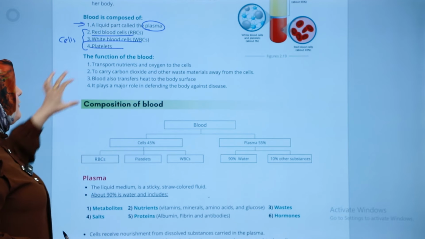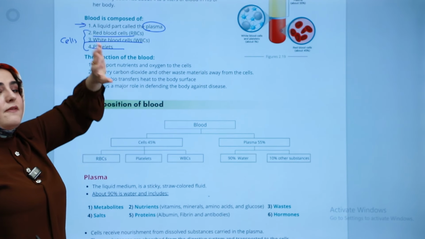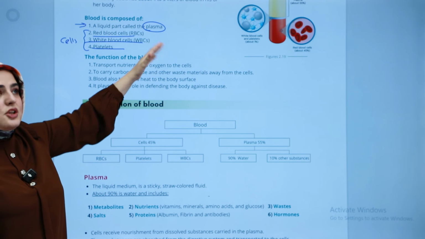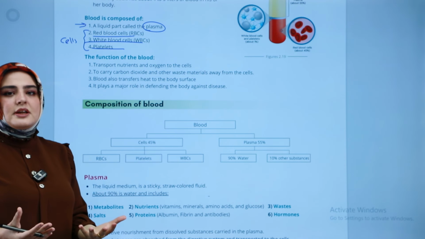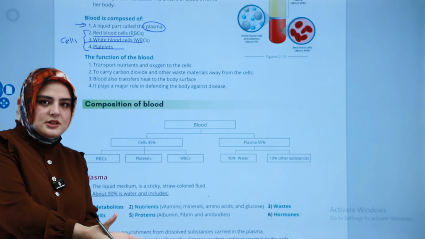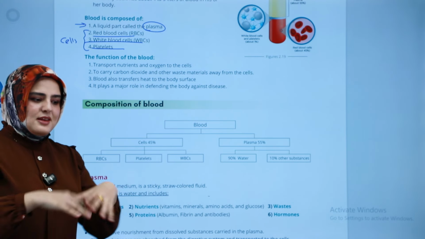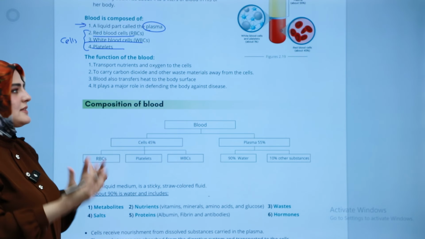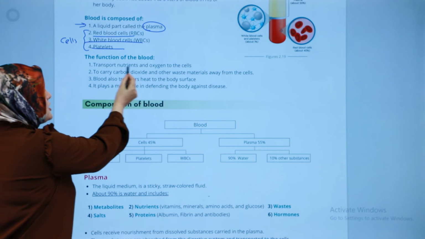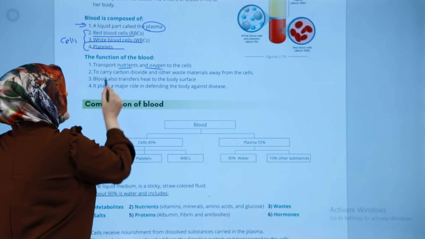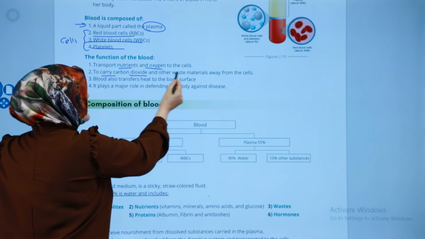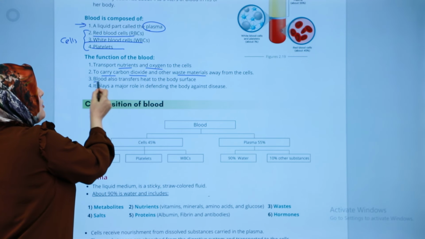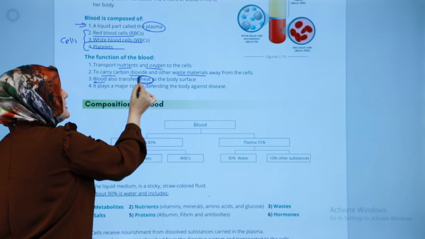So the function of the blood is the same function of the cardiovascular system and of the circulatory system in general. It's just like saying school is for studying, class is for studying, and students are studying. The main part of it is the blood. That's why the system is taking the same function. It transports nutrients and oxygen. It carries carbon dioxide and other waste material away from the cells. We talked about that. Blood also transfers heat. Please don't forget about that.